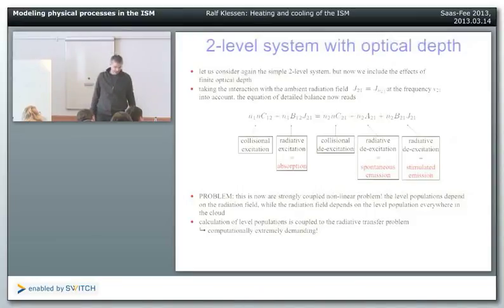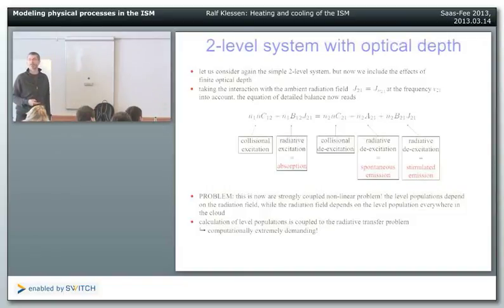Good. So I can go to a system which now has optical depth. And I do that first for the 2-level system because that makes things easier. So I have now 4 terms in the equation: collisional excitation, radiative excitation, so absorption, collisional de-excitation, and then comes the Einstein stuff, spontaneous emission and stimulated emission. And you notice this is now a strongly coupled non-linear system because the radiation field is a non-local problem.